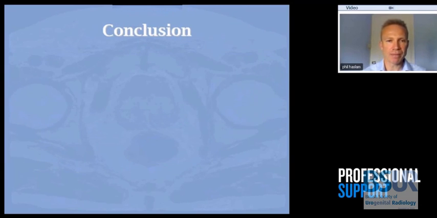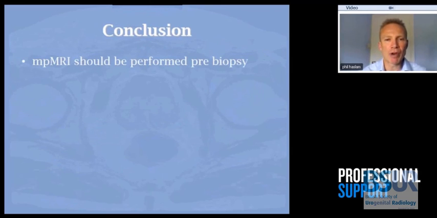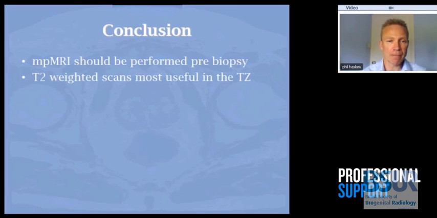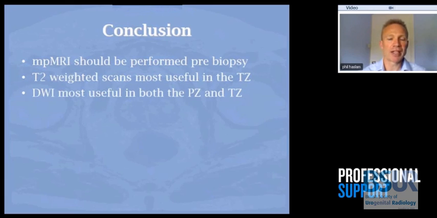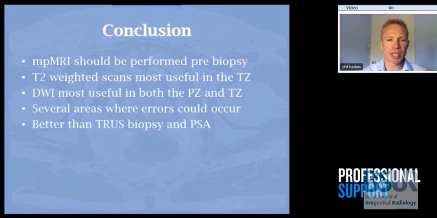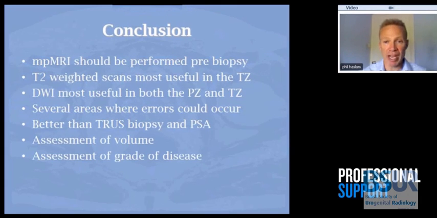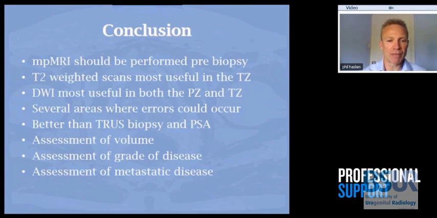So, in summary, I hope I've shown you that multiparametric MRI really should be performed prior to biopsy in any patient you think has got prostate cancer. T2 weighted scans are most useful in the transitional zone. The diffusion weighted imaging is useful in both the peripheral zone and the transitional zone, but perhaps more so in the peripheral zone. There are several areas where you could make mistakes and you need to be aware of those. It's better than trust biopsy and PSA measurement, and we know that. It can give you assessment of volume, assessment of the grade of disease, assessment of any metastatic disease, although as I've said, we're not very good with lymph nodes.